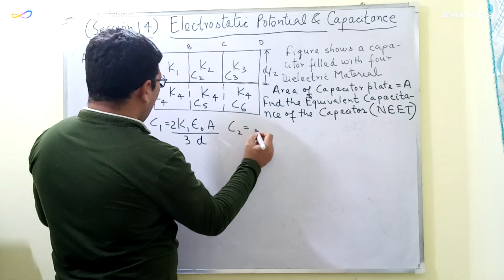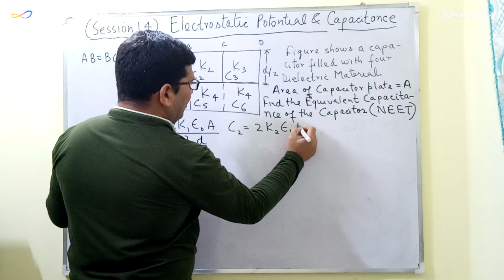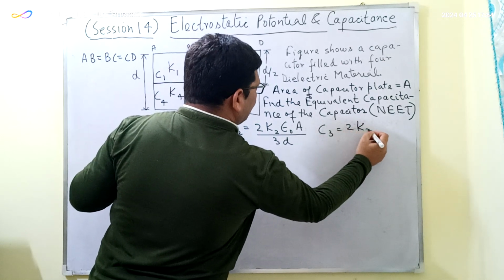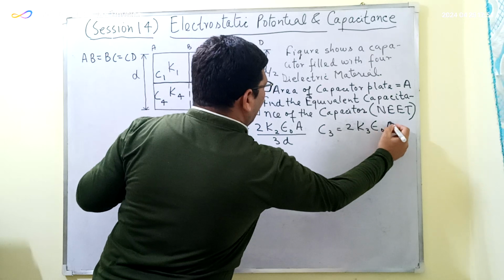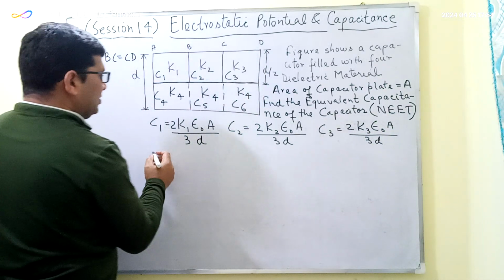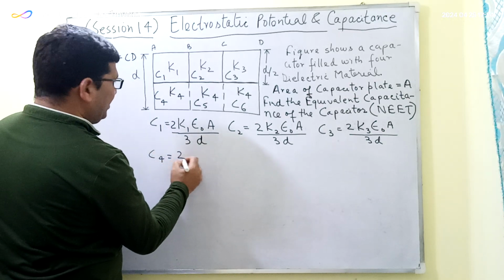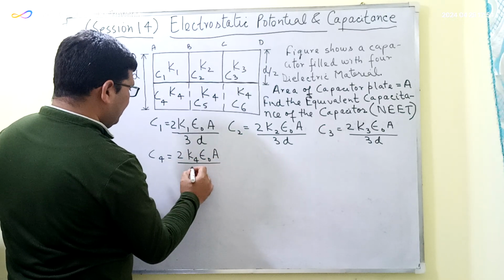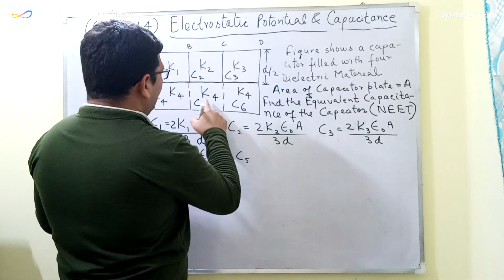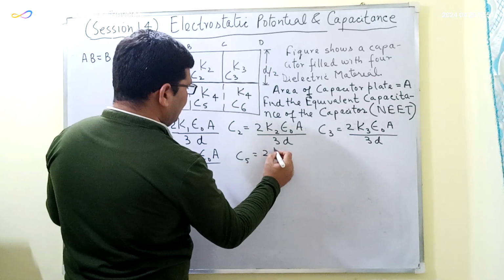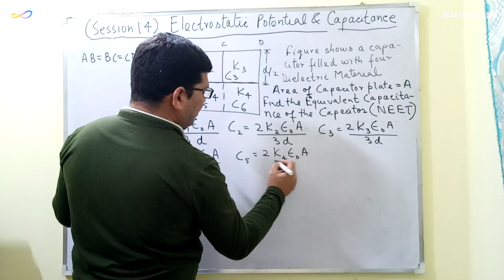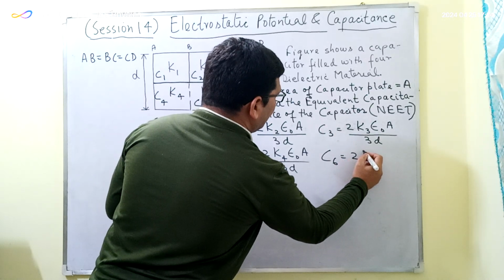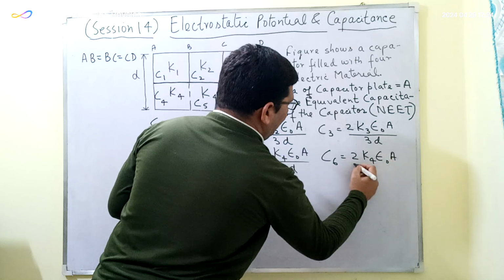Similarly, C2 will be equal to 2 times K2 epsilon naught A divided by 3D. The value of C3 will be equal to 2 times K3 epsilon naught A upon 3D. The value of C4 is equal to 2 times K4 epsilon naught A upon 3D. The value of C5 will be equal to 2 times K4 epsilon naught A upon 3D, and the value of C6 will be equal to 2 times K4 epsilon naught A upon 3D.